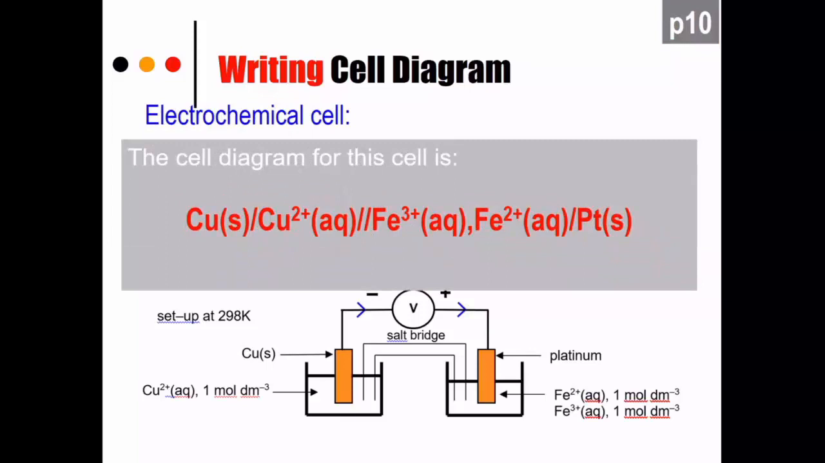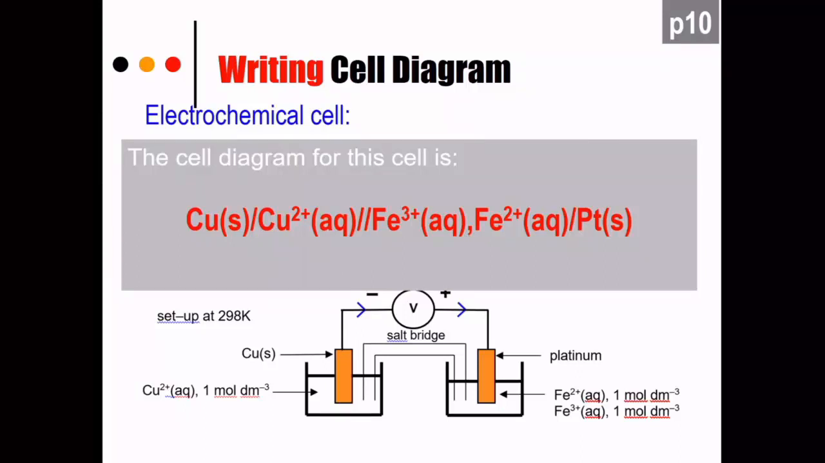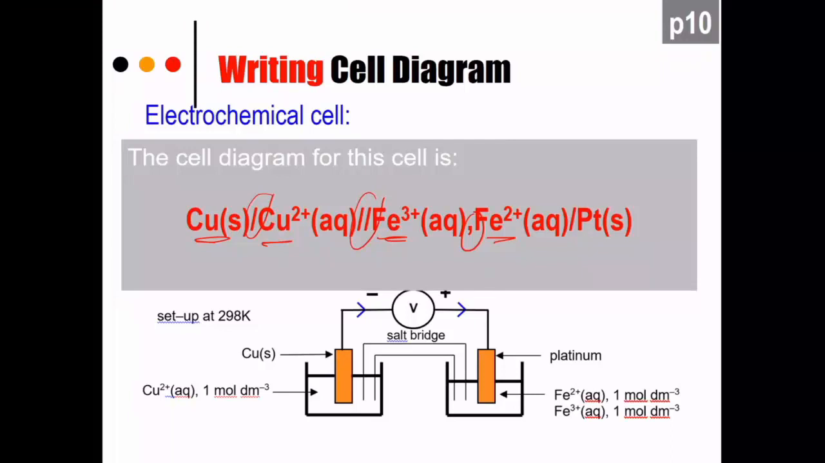So, if I were to write the cell diagram for this particular electrochemical cell, it would look like this. You notice that the ordering is copper to Cu2+, Fe3+ to Fe2+. And you also notice that there are some symbols here: one slash, two slashes, comma. What do all these symbols represent? How come we use one slash, sometimes two slashes, sometimes a comma? What do all these represent?